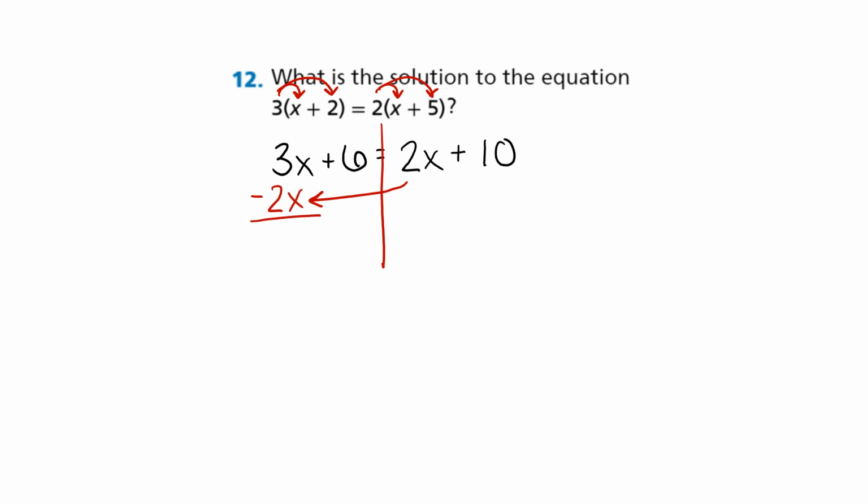Positive 3 and negative 2 make 1. We can also combine the 6 and the 10. Positive 6 would change to negative 6. Positive 10 and negative 6 make 4. And then our final step is to divide the two answers. 4 divided by the 1x gives us a final answer of 4.